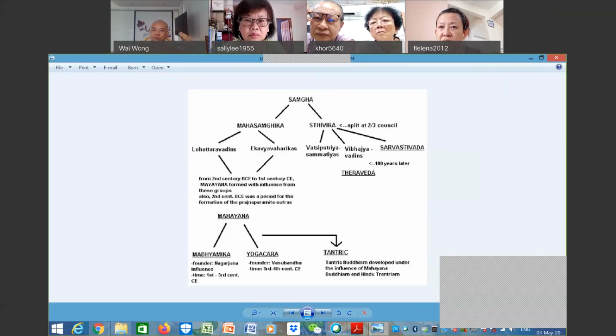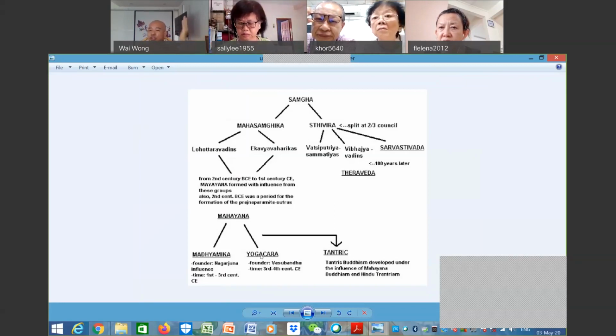From the Mahasamgika, it comes to these two schools, and from these two schools, it starts to develop into Mahayana. The establishment of Mahayana is about the 1st century, and in Mahayana, it split into Madhyamika and Yogacara. Then it developed into the Tantric. So just now we talked about the Yogacara, which is under the Mahayana.